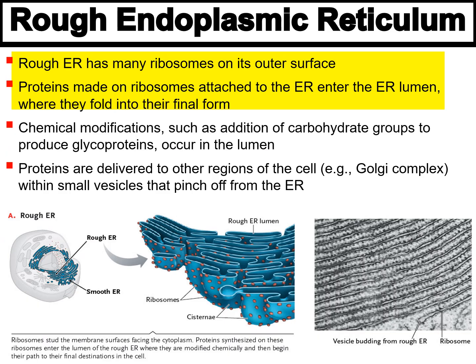As shown in the figure located on the slide, the rough endoplasmic reticulum is a type of endoplasmic reticulum that contains ribosomes attached to the membrane. The ribosomes are shown here as red balls. The rough endoplasmic reticulum plays a role in protein synthesis.